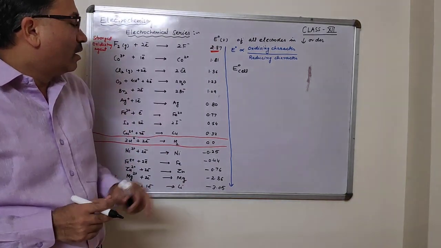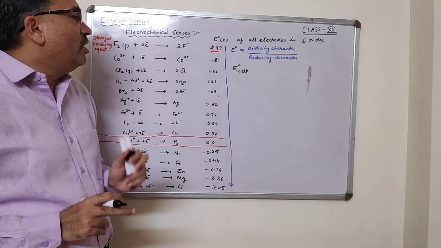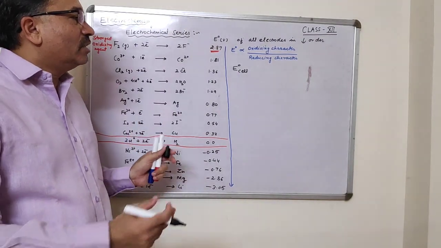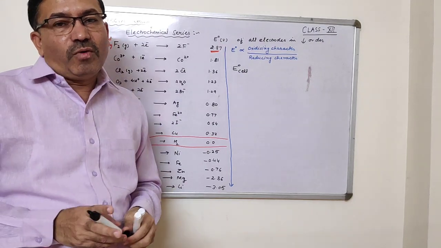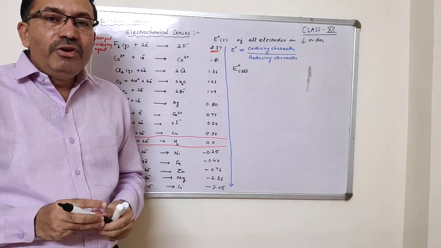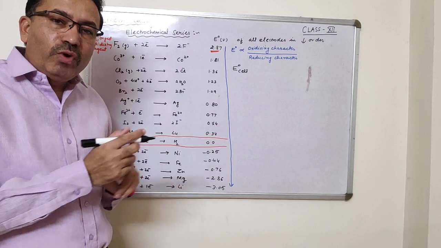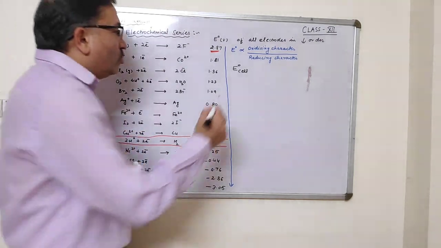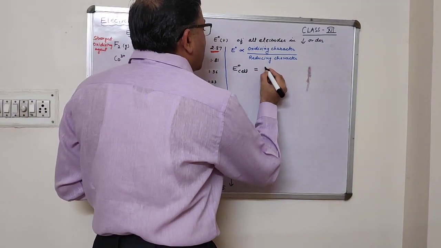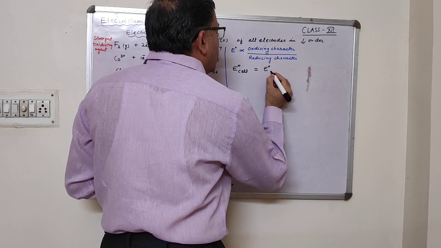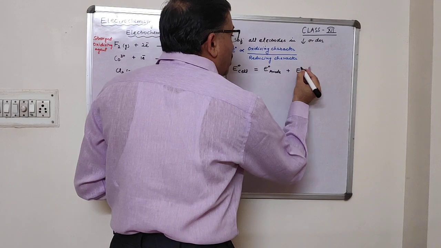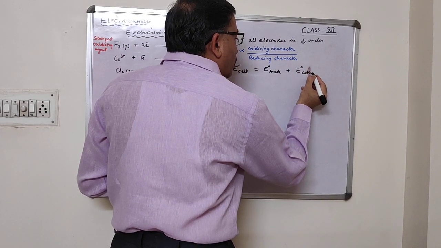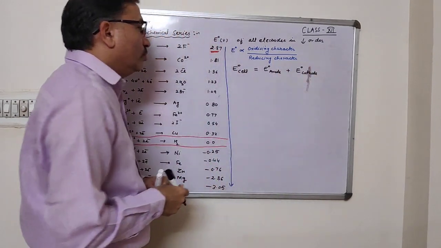Concentration should be there. Now if we want to determine E naught cell, when we construct a cell, the overall standard electrode potential of the cell will be due to the contribution of both the electrodes, that is cathode and anode. So what I can say, E naught cell is equal to E naught anode plus E naught cathode, the sum of the values of these two.